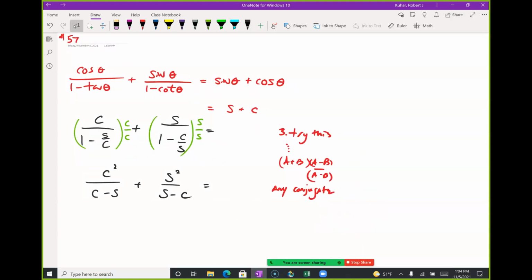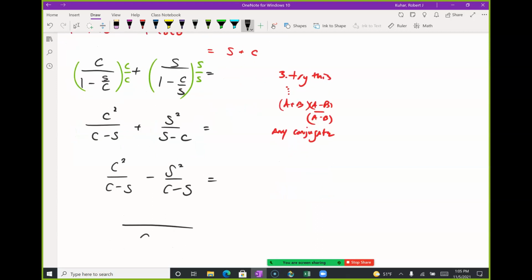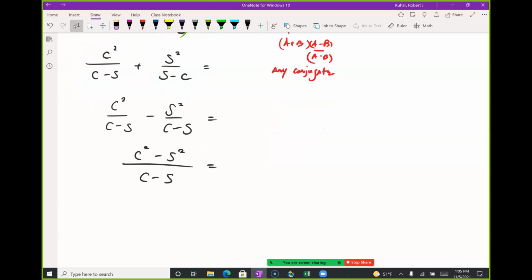Oh, look at that. Nice. You can see I can get an LCD here, right? So I get cos squared over C minus S minus sine squared over C minus S. So now I have something over C minus S. And then I can factor C plus S times C minus S all over C minus S. And these cancel, and I'm done.